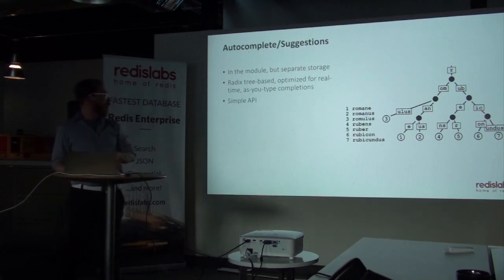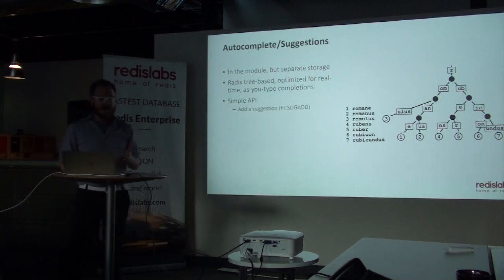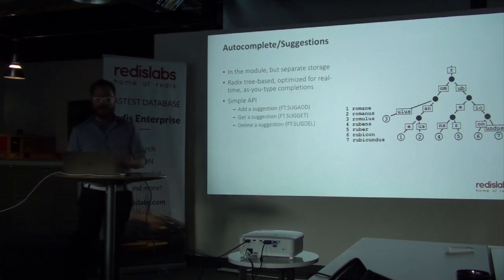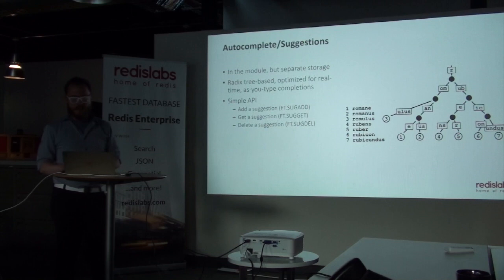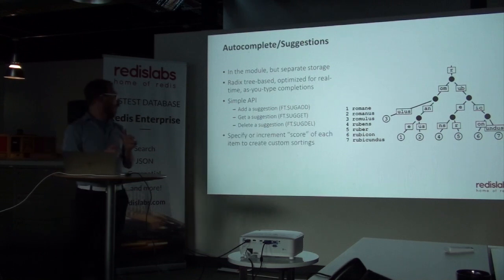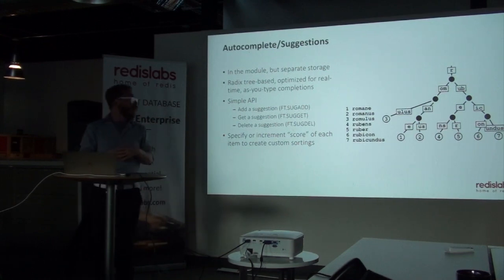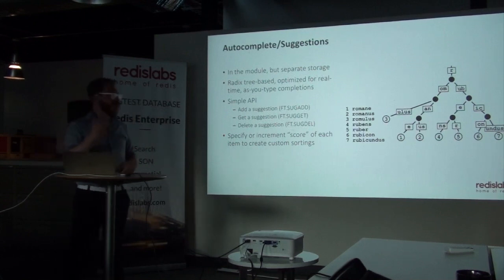So as you type, completions are completely reasonable to do. You have just a few different things that you can do. You add a suggestion in, you get a suggestion, or you remove a suggestion, and then you can specify a score that you can increment, right? If you want to increment a score, let's say this is more important, it's getting more results, then you can increment that at a later point. So you would return a more relevant autocomplete.